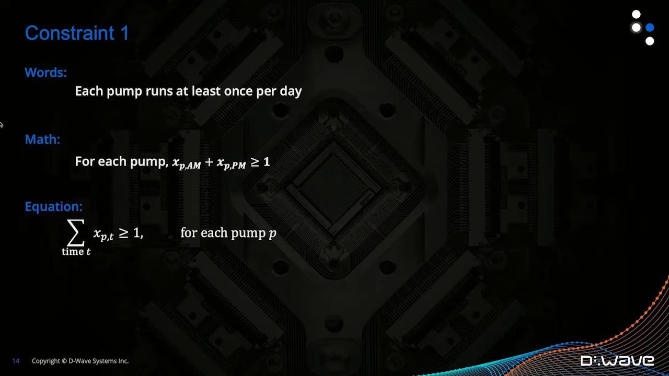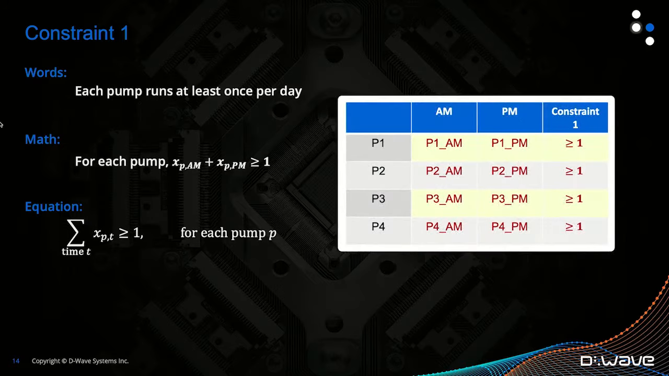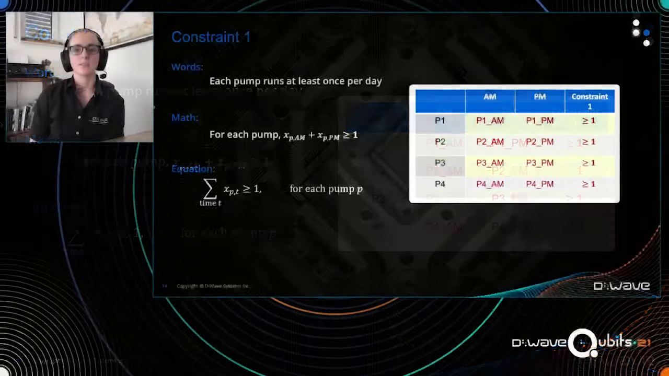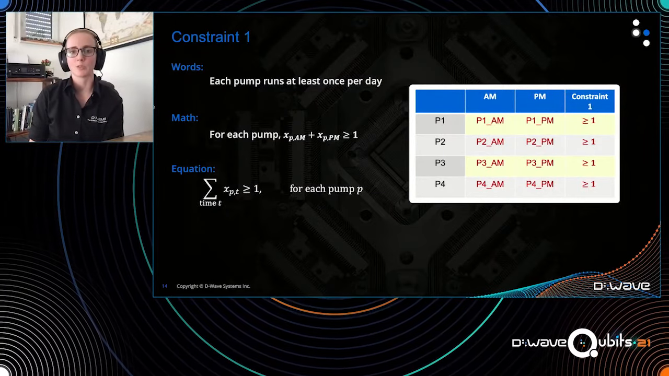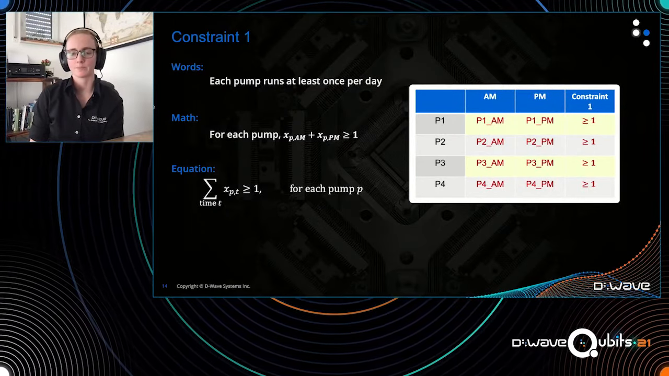And we're going to have a different one of these math equations for each pump P. So for each pump, we have a constraint that it needs to run at least once per day. If we go back to our table of these binary variables, this is like summing up these binary variables across the rows. In the first row, we're going to add up the 2 binary variables for pump 1 and make sure that that's at least 1, that at least one of those time slots it's being used. And same for pump 2, pump 3, and pump 4.